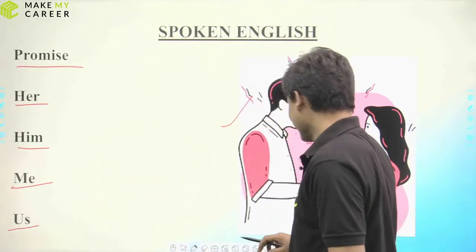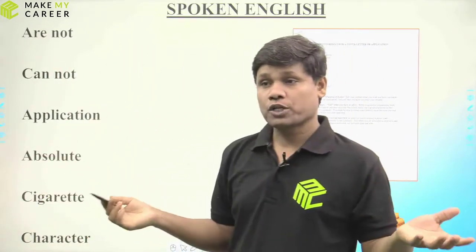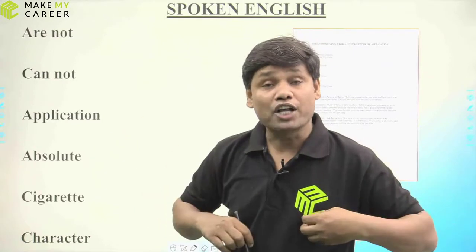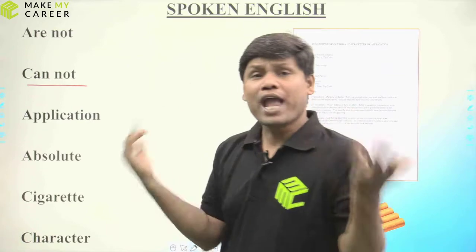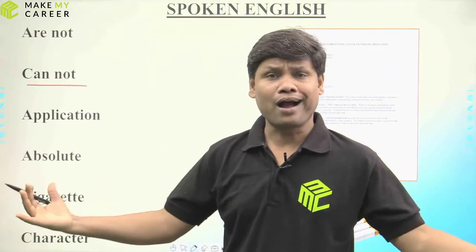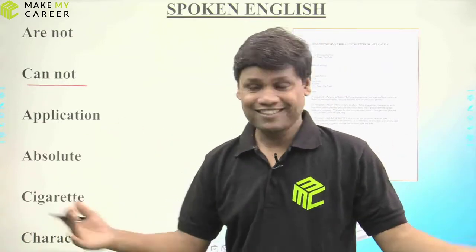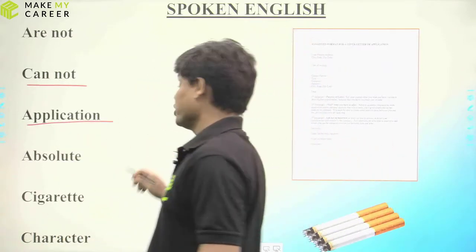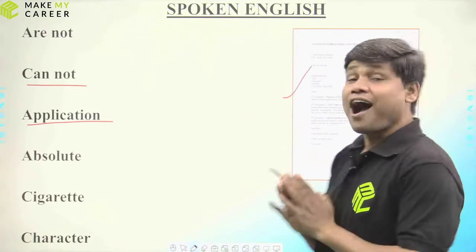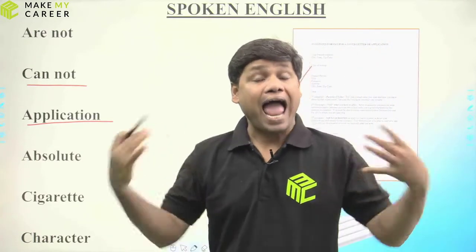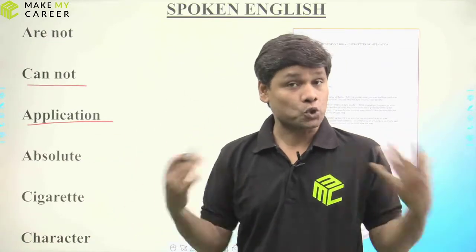Next one. Now this is what, the short form of are not? Aren't. They aren't, we aren't, right? Boys aren't. Next one is can't. Can you help me? Sorry, I can't. Sorry, he can't. Sorry, she can't. Sorry, they can't. Next one is application. What do people say? Application. I have written a beautiful application to my father. Application to the management authority.